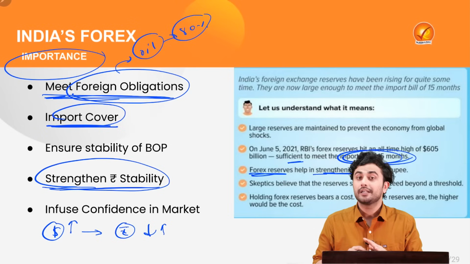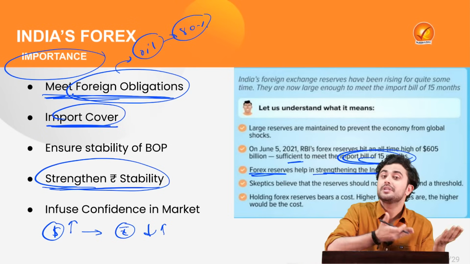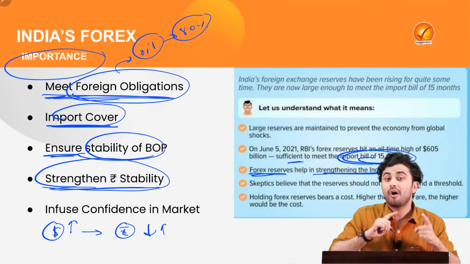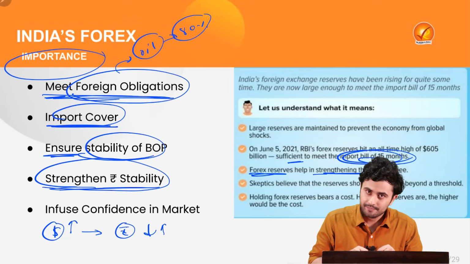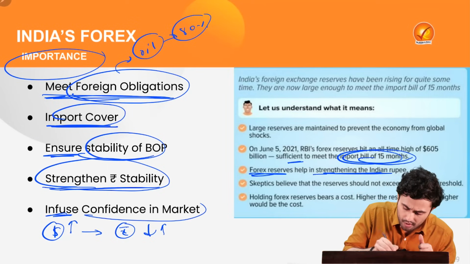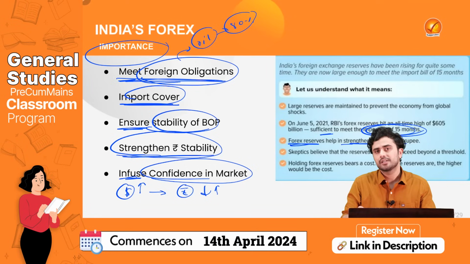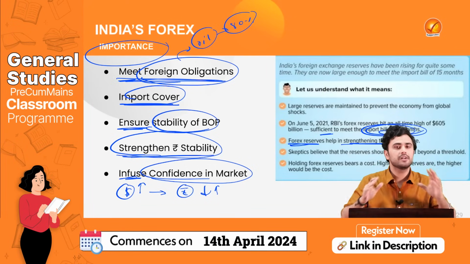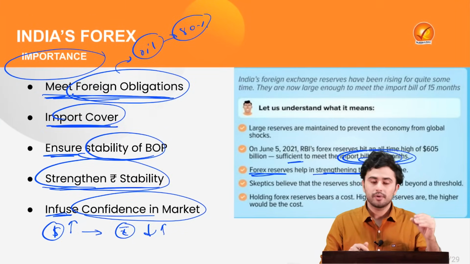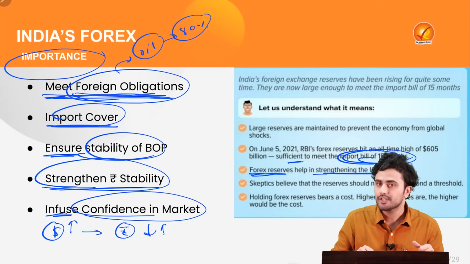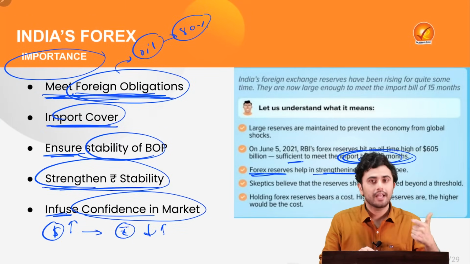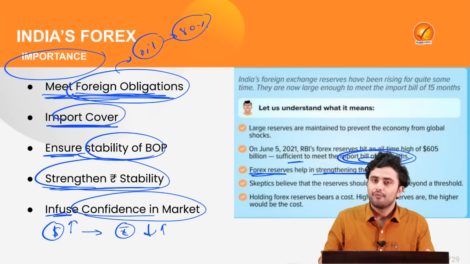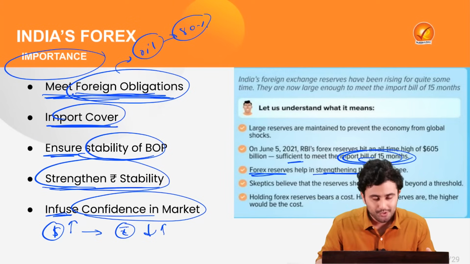And with such stability and the ability to meet our import cover, it helps us ensure the stability of balance of payments. Then it infuses confidence in markets and investors who have trust in the Indian economy that if some extreme event takes place, RBI will be able to meet its foreign obligations, ensuring FDI, FII, FPI in our country. With this, we move forward to the next news of the day.